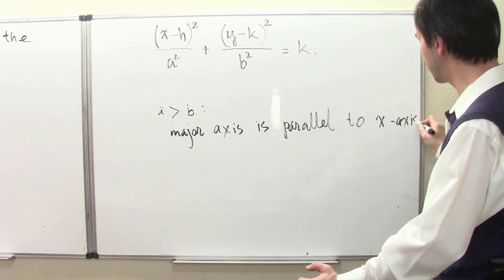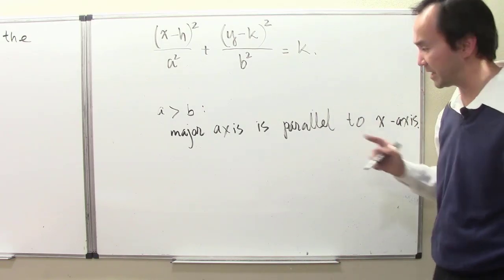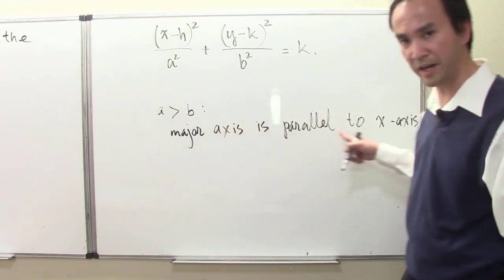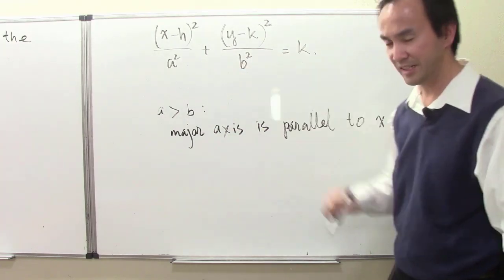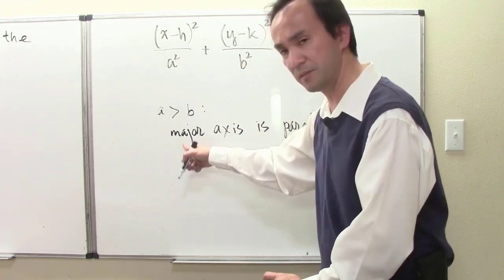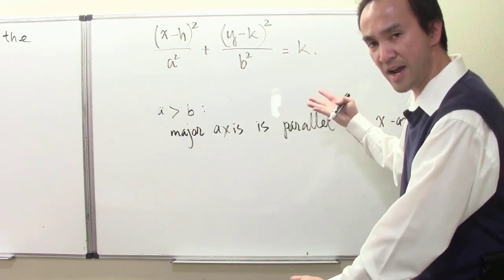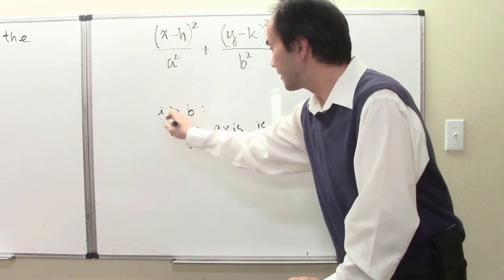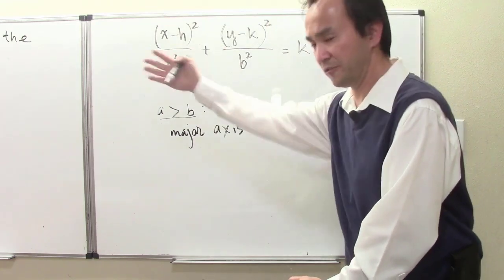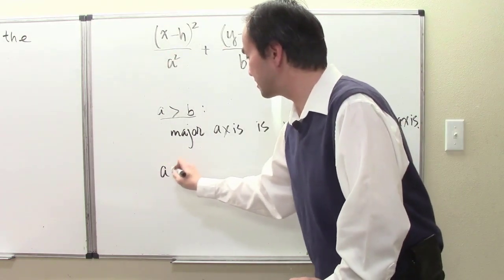It's not necessarily exactly the x-axis itself, but it has to be the major axis parallel to the x-axis. And so needless to say, of course, the minor axis has to be the other axis, being parallel to the y-axis in this case.